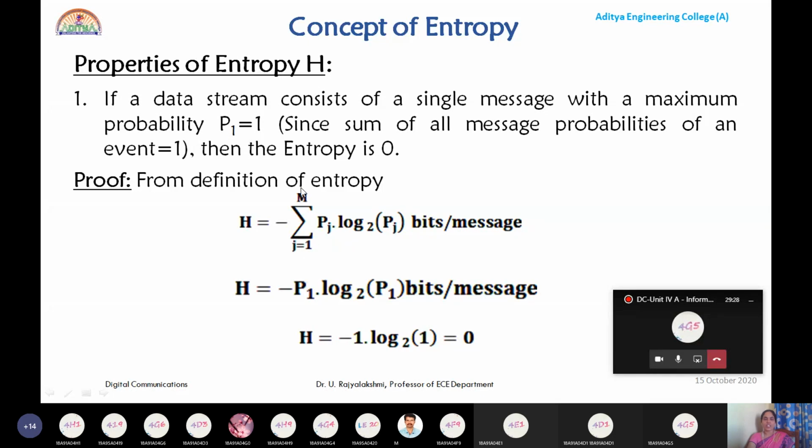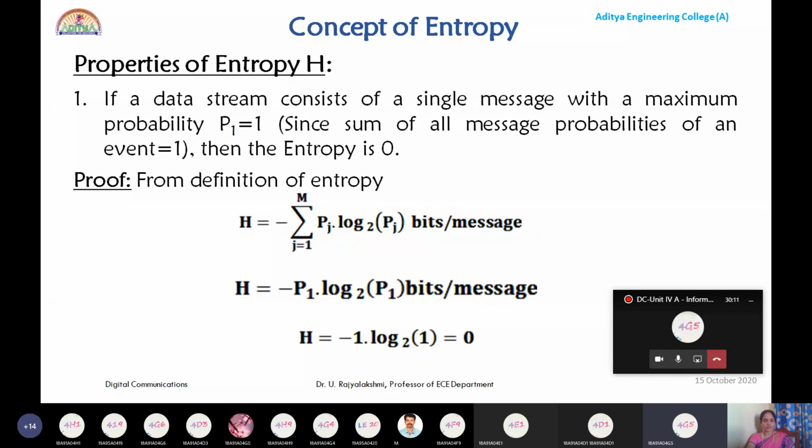So in this series, only one message is present. So let us take that first message probability as P1. Then it will be minus P1 log P1 base 2. Now what is the value of P1? Navneet, what is the value of P1? 1. So P1 value is 1. So that's why minus 1 log 1 base 2. What is the value of log 1?